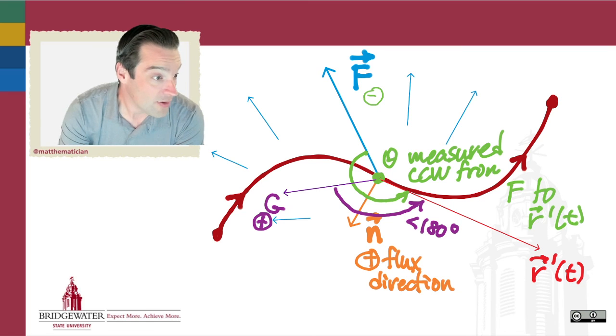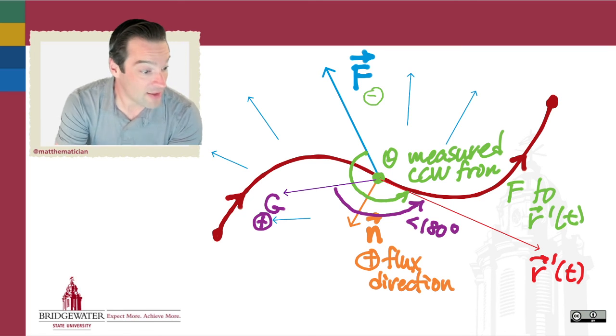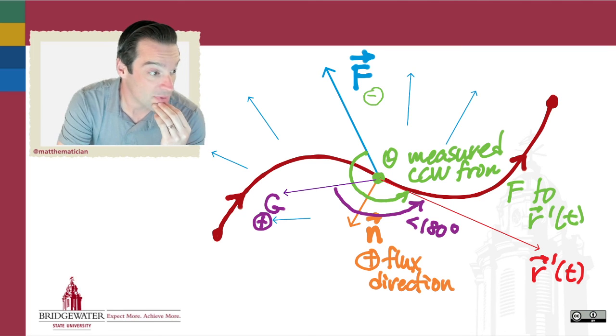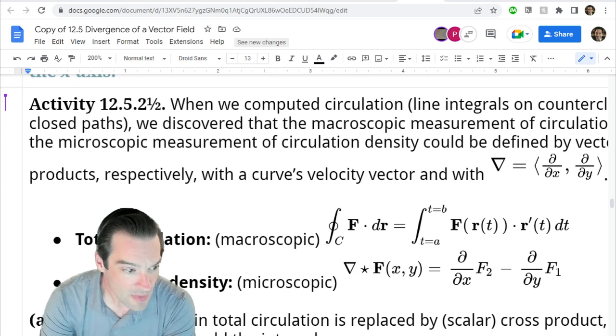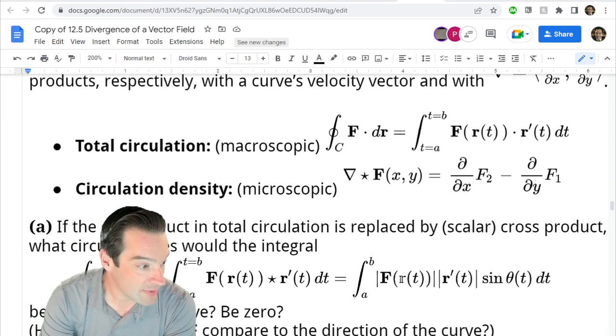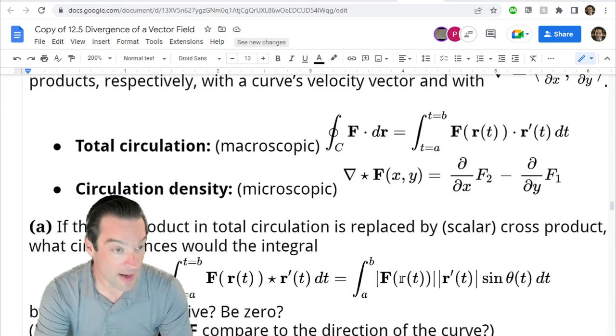Okay, so examining this relationship between circulation on a macroscopic basis and circulation density on a microscopic basis, we're going to be able to get to a similarly microscopic measurement of flux density. That's going to be our next step.